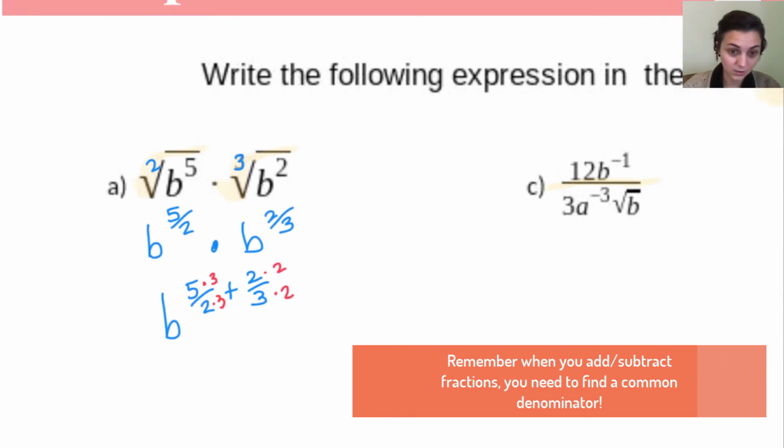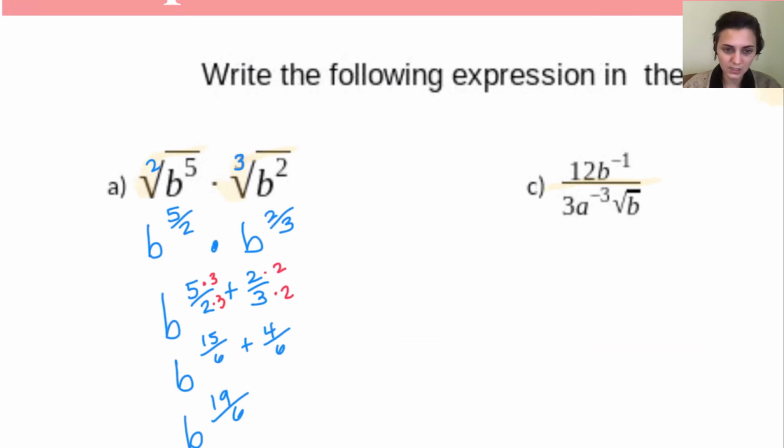So I've got to do a little extra work. This first fraction becomes 15 over 6, and the second one becomes 4 over 6. And now I can add those fractions together. When you add fractions, you only add the numerators, and the common denominator stays the same. We did a lot of work to make the denominators 6, so we're going to keep it that way. So that is b to the 19th over 6.